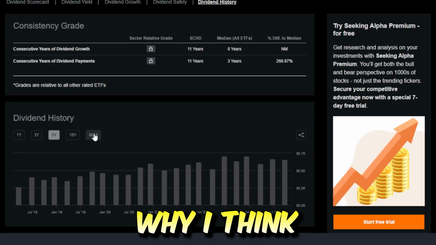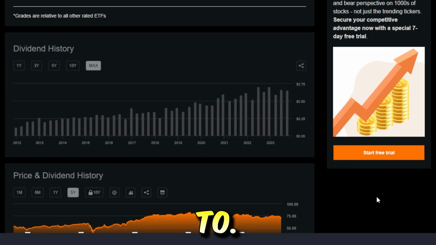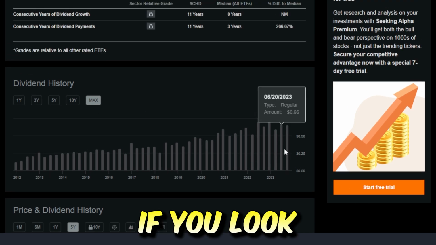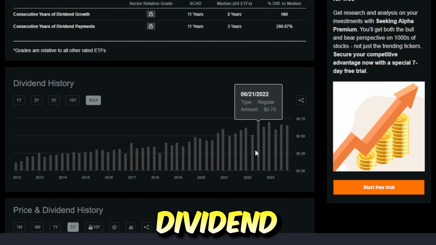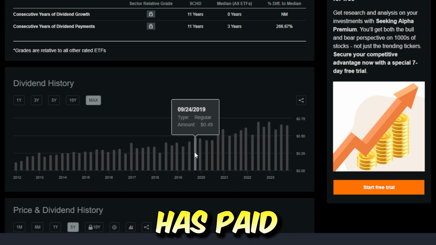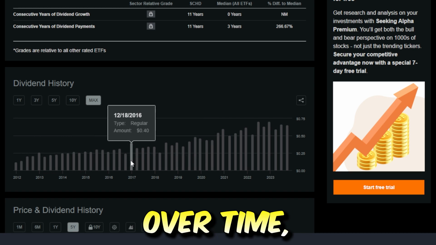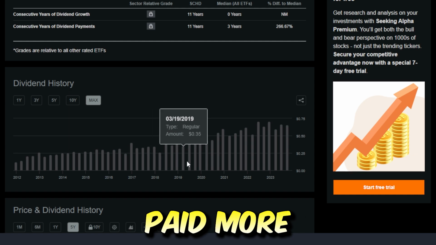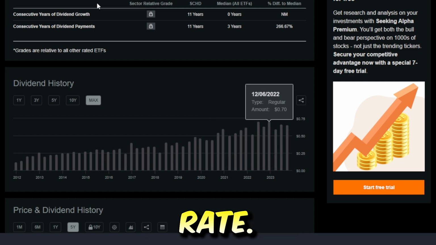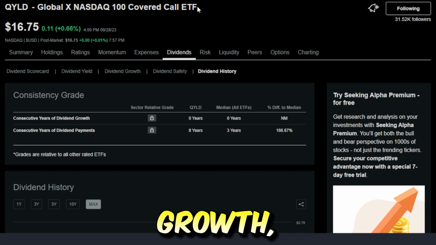So the reason why I think that dividend growth rate, that simple metric, is such a cheat code when it comes to long-term dividend growth investing is simply because of this right here. If you look at this graph of every single dividend payment on a quarterly basis that the SCHD ETF, for example, has paid since the inception of the ETF, you can see one thing that's very specific. Over time, the SCHD ETF has paid more and more in dividends on a quarterly basis at a pretty impressive rate.